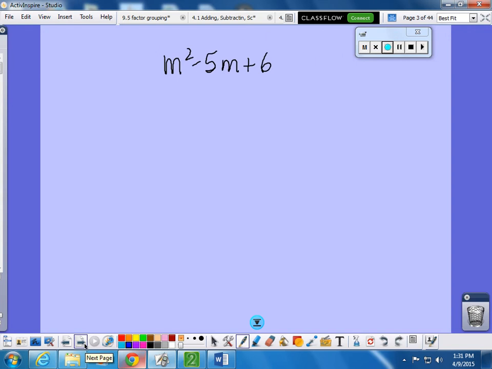All right, let's look at this one. m squared minus 5m plus 6. There's not a greatest common factor. This is definitely not a perfect square trinomial, because this is not a perfect square, right? So that's how I know I'm going to use trial and error. This tells me that I have like signs. And this tells me that they will both be negative. What goes here and here? What times itself is m squared? Right.